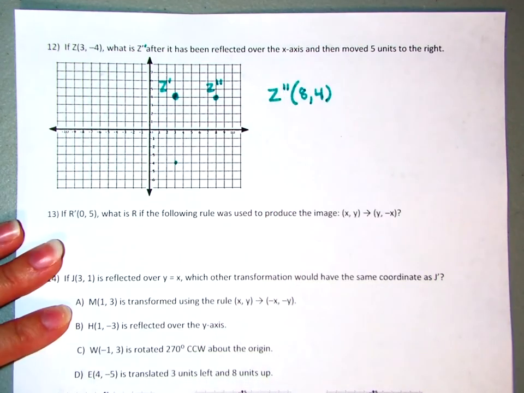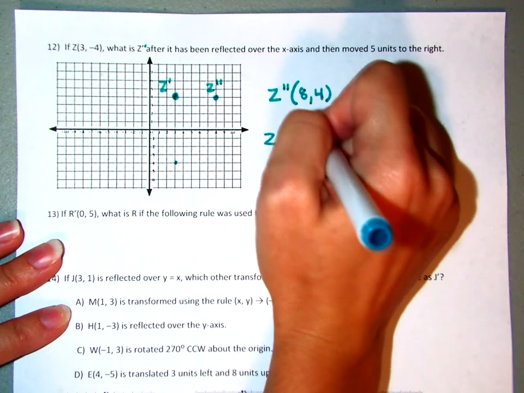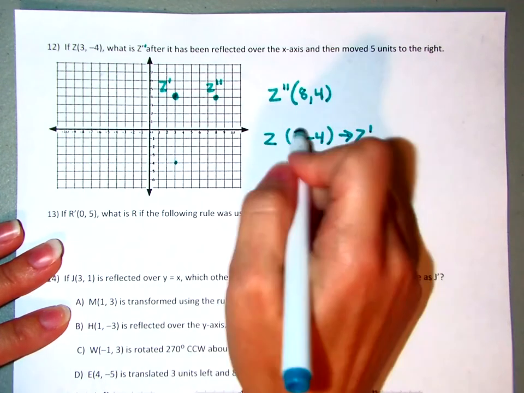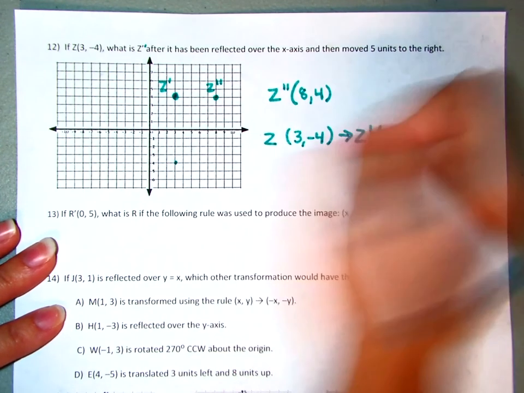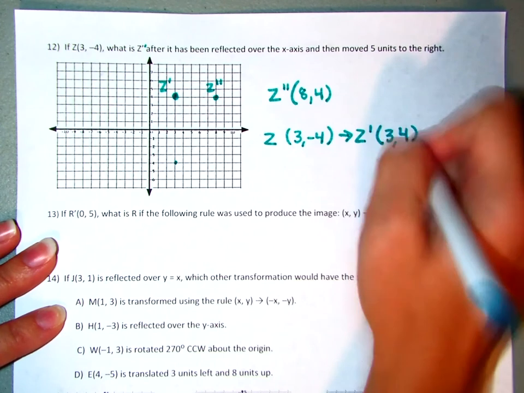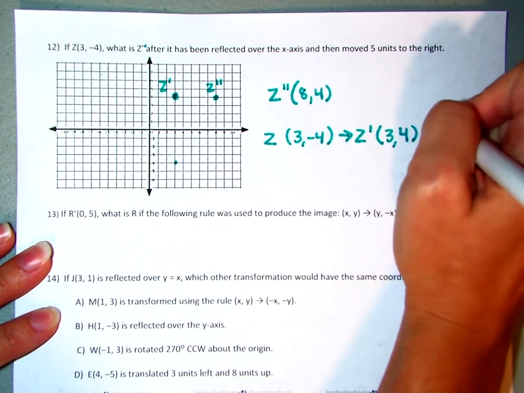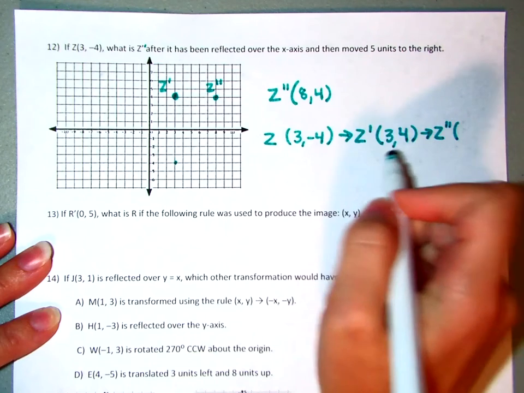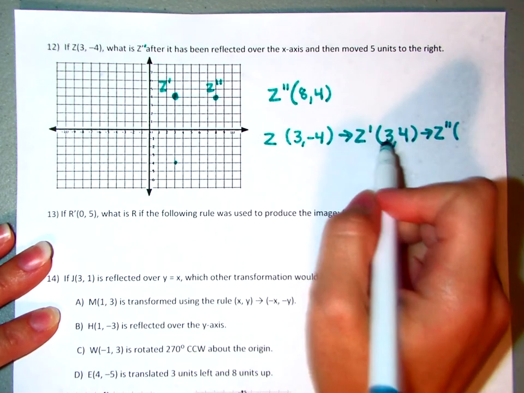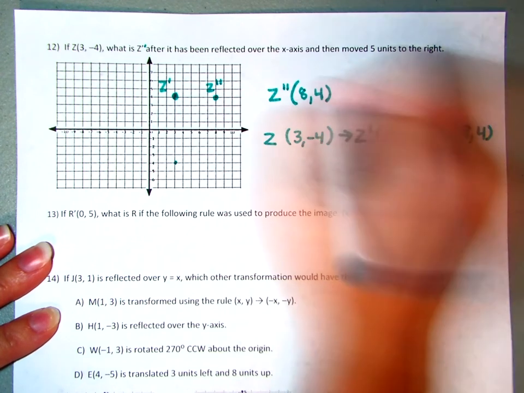Let's look at that if we'd taken a different approach. If we'd started with Z at (3, -4), and we first reflected over the x-axis, the x stays the same. That means my y goes opposite. But then, from there, we're going to move it 5 units to the right. To move anything to the right or left, that's going to be in our x value, and so we should be adding 5 plus that 3, which would have been 8, and that 4 would have stayed the same. So there it confirms our answer.